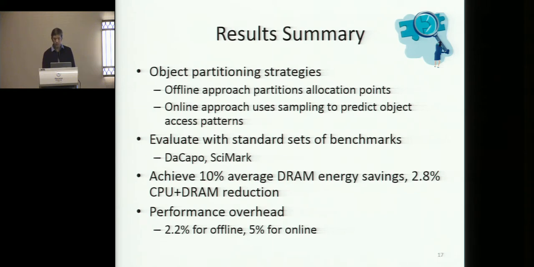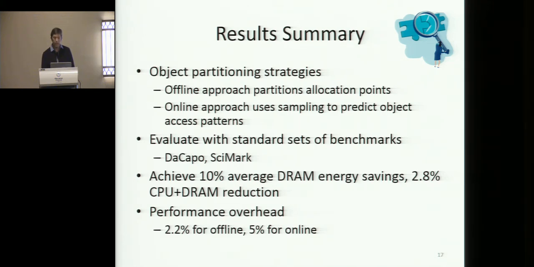We also have an online approach that attempts to predict object access patterns. This approach works by sampling thread call stacks to determine the set of hot methods. We also use static analysis of program code to determine which types of objects each method will access, and then use this information to partition object classes into hot and cold sets online.